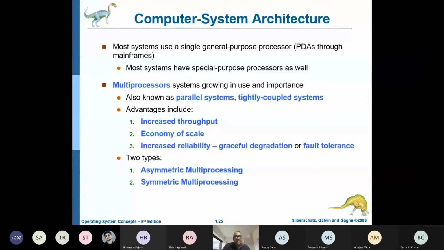So the basic difference is that in asymmetric multiprocessing, as I mentioned, one of the processors acts like a master and coordinates the other processors, and it assigns or passes the processes to the other processors based on the nature of the job and other things. Whereas symmetric multiprocessing is not that way.